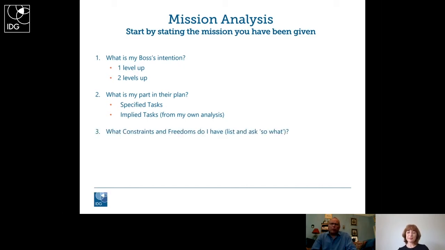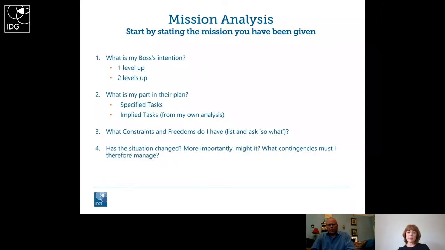Thereafter, we need to look at how much freedom we've got to operate and any constraints that I can work out or that are imposed upon me. It may be time, it may be resource. What constraints, but more importantly, what freedoms do I have? And at each one, ask yourself the question, so what? What does that mean? Because other tasks or clarifications will fall out of that third question.